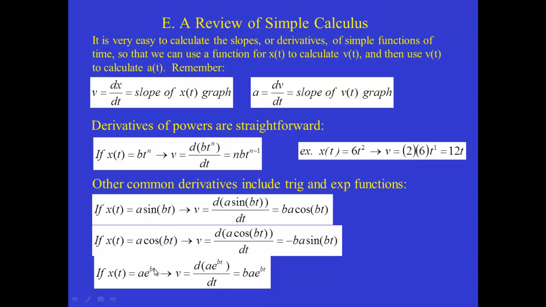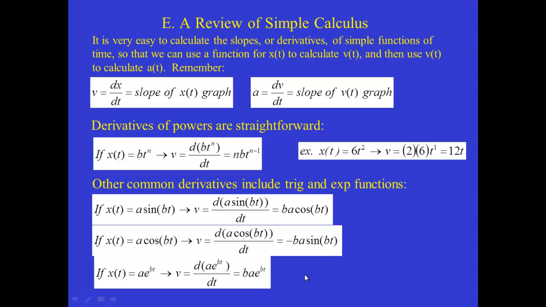The b that's multiplying the time comes down as a multiplier, so we get b times a, but the exponential function has the really curious property that the derivative of it, or the slope of it, is proportional to the function itself. Originally we saw how the slope of the sine function is related to the cosine function. The slope of the cosine function is related to minus the sine function. Here the slope of the exponential function is related to the exponential function. So it has this interesting property.